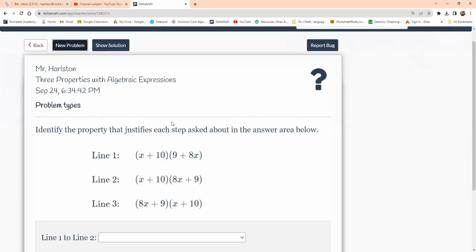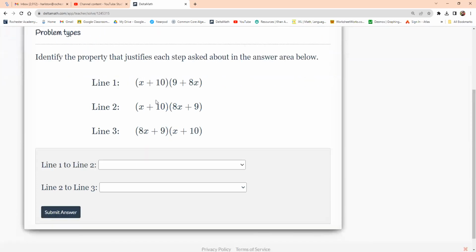Next one, we got 3 lines. Always start by figuring out what's changed from line 1 to line 2. We have x plus 10 in parentheses and then 9 plus 8x in parentheses. You can see that the x plus 10 is still the same. All we did is switch the order between the 9 plus 8x and the 8x plus 9. So that's the commutative property. When we reverse or switch the order, it's just the commutative property, and because it's addition, this is the commutative property of addition.